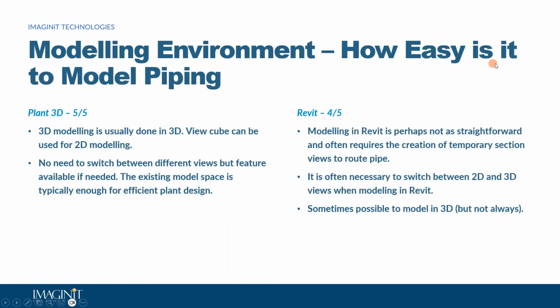Modeling environment. How easy is it to model piping? For Plant 3D, we gave it a 5 out of 5. 3D modeling is usually done in 3D. View cube can be used for 2D modeling. No need to switch between different views, but the feature is available if needed. The existing model space is typically enough for efficient plant design.